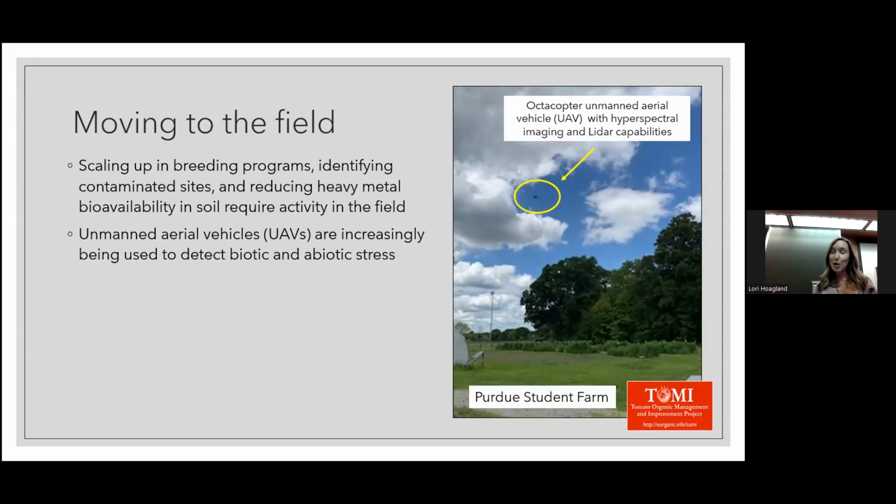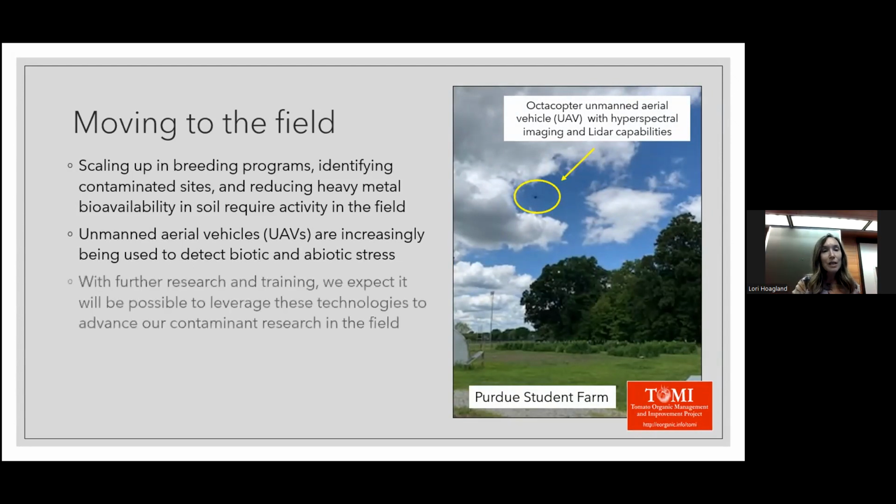And so we're starting to try to bring that into our program, but still have a lot to learn. And we're also trying to get funding to then use this technology, or see how we can perhaps use it in the field to detect heavy metal stress, or our capability to bind heavy metals using these tools. And so we think there's possibilities.